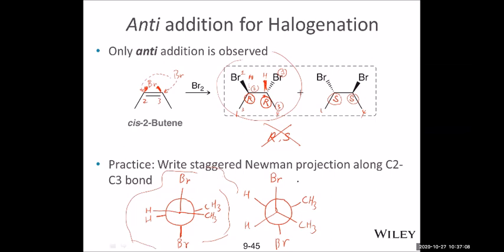So this will be our first molecule. Okay, a little extra practice: explain how the halogen is added and what stereoisomers we get. We get the RR and the SS.